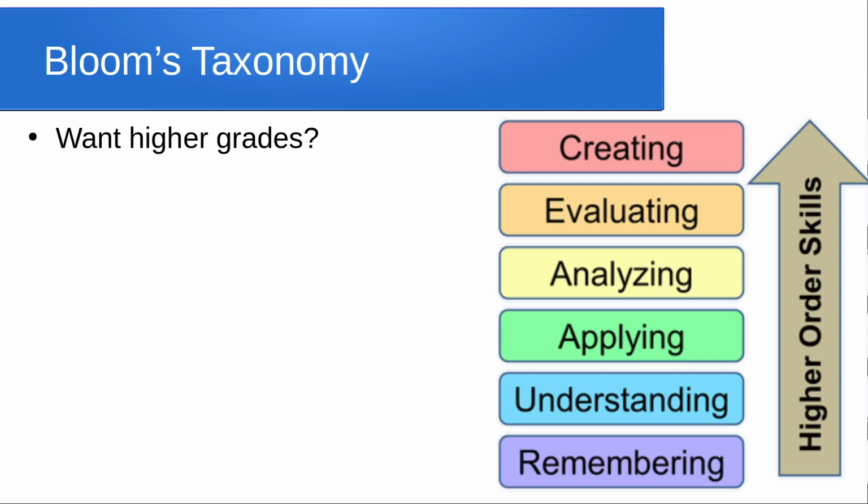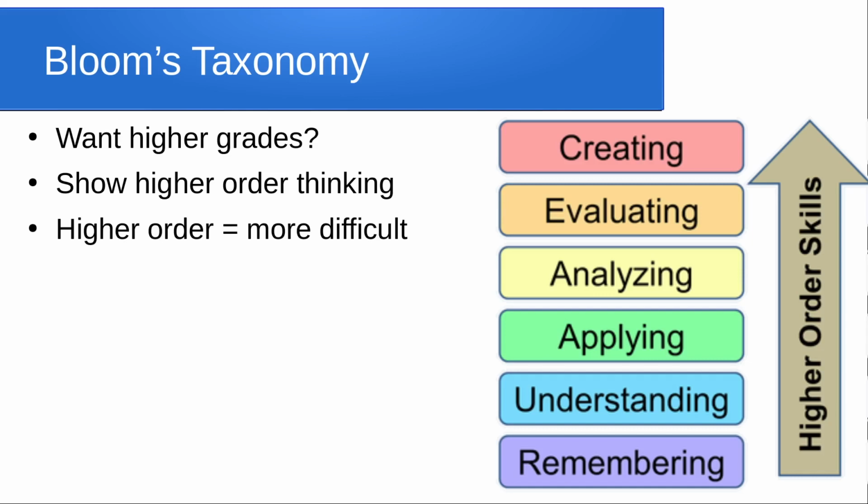And the easiest one is remembering, understanding, applying, and it goes all the way up. So if you want higher grades, then you need to show higher order thinking. Higher order thinking is higher in this list. And that higher order thinking is more difficult. And so more difficult thinking gets rewarded with higher grades. If you just show that you remember something, that's very easy. And so the grade is very low. At the university level, often remembering is fail. I mean, it's not even good enough to pass.